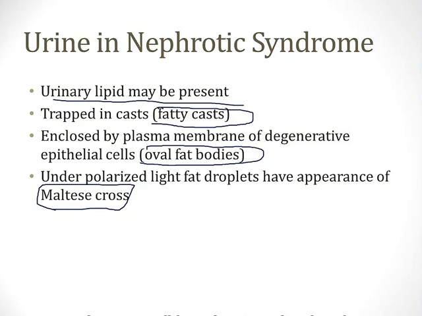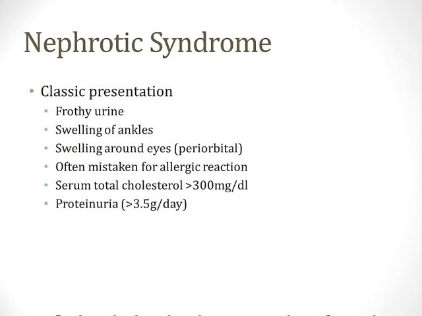So here's the classic presentation of a patient with the nephrotic syndrome. They will complain of frothy urine from the protein in the urine. They will have swelling in their ankles. They will also complain of swelling around their eyes. This is called periorbital edema. The tissue around the eyes is very loosely attached to the underlying tissue, and it puffs out very easily, especially in states of low oncotic pressure. So periorbital edema is a classic sign of glomerular diseases.